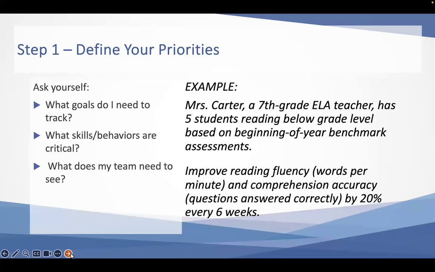Well, with this situation, it is clear. Ms. Carter needs to improve reading fluency and comprehension accuracy. For this, she can shoot for a 20% increase every 6 weeks. These goals are easy to track and are critical for student success. And as we go on, I'm going to show you what ways we can track these goals that we just defined in step 1.